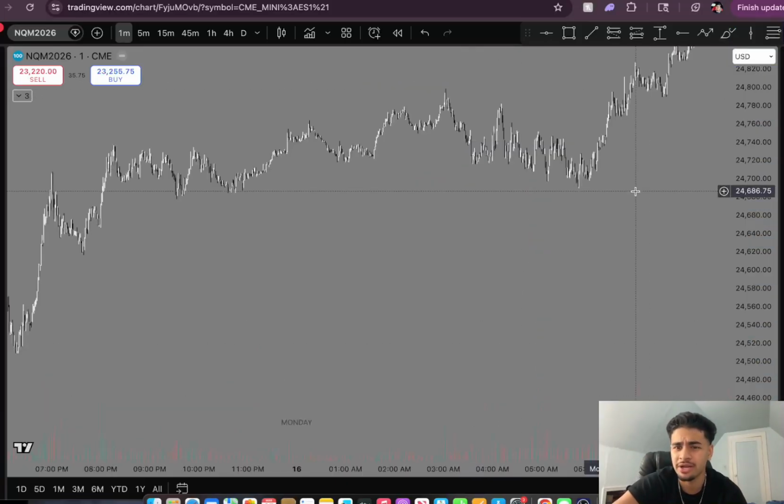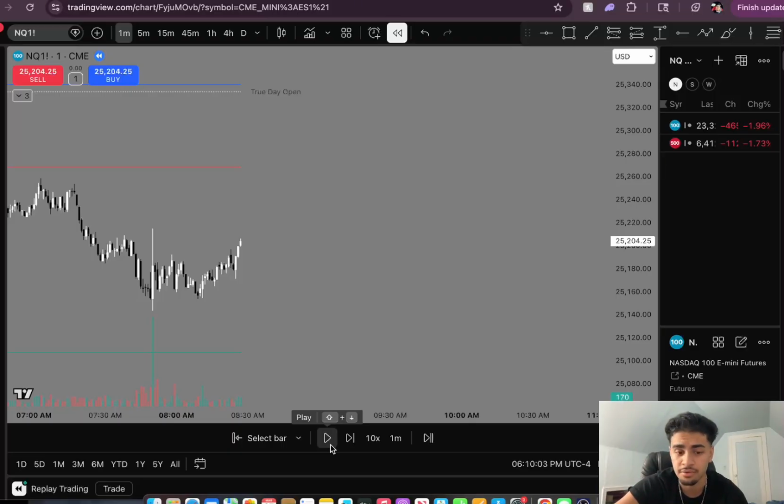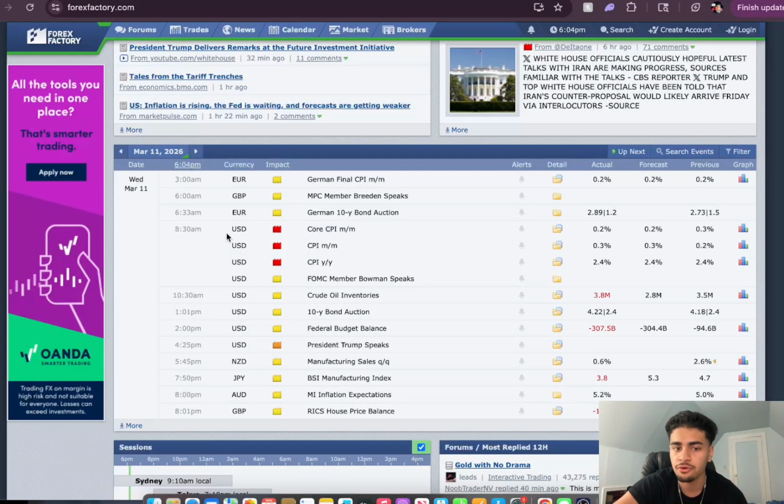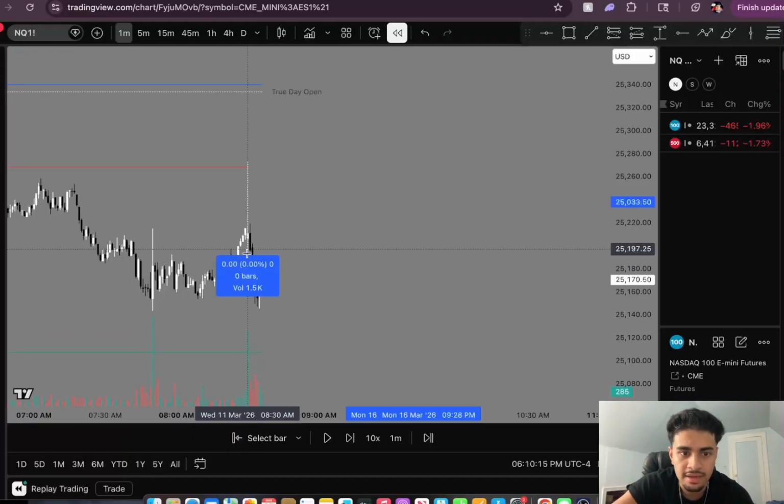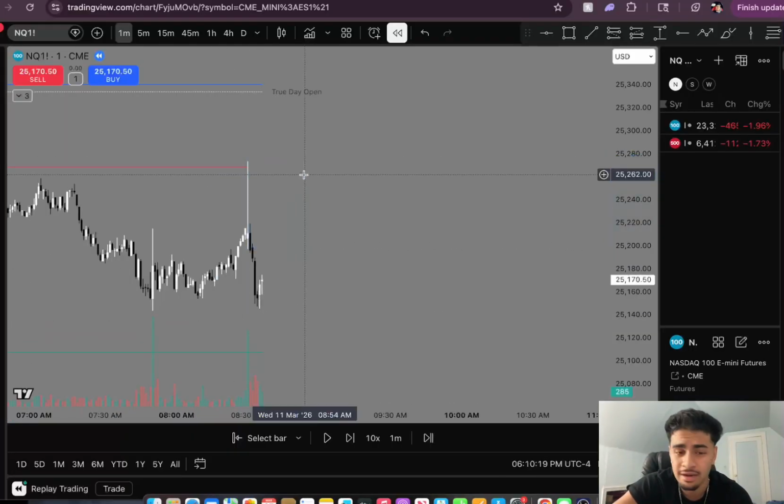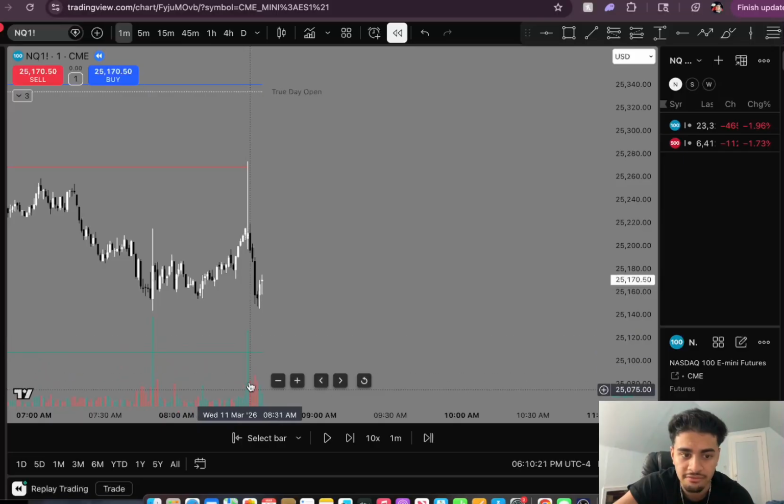Hold up, let me show you guys better examples. Here's a better example. Boom, 8:30, we had core PPI, red folder USD. As you can see, in a span of a minute, we move around 80 points. But basically, you can tell that the volume on this candle is high. This would also be an example of a data wick. Remember, we wait for one side to get swept.